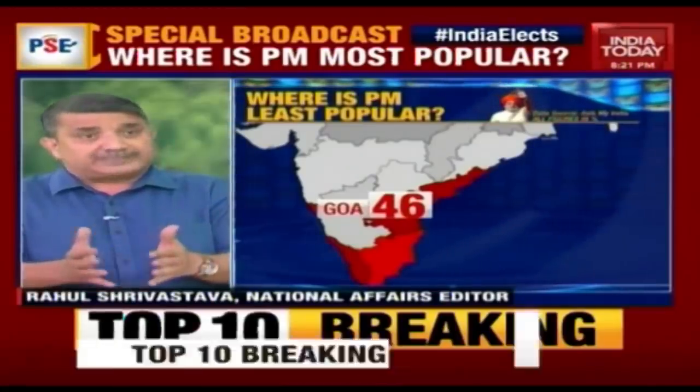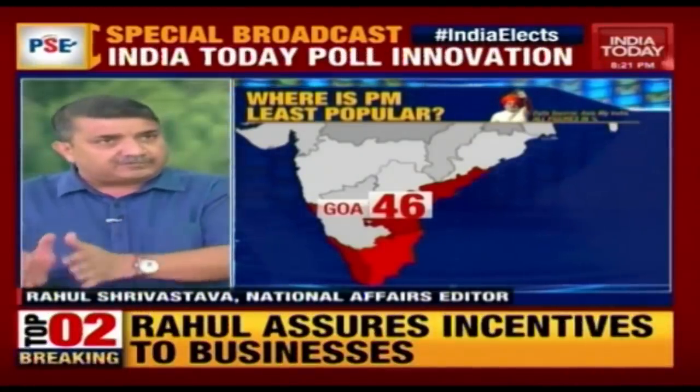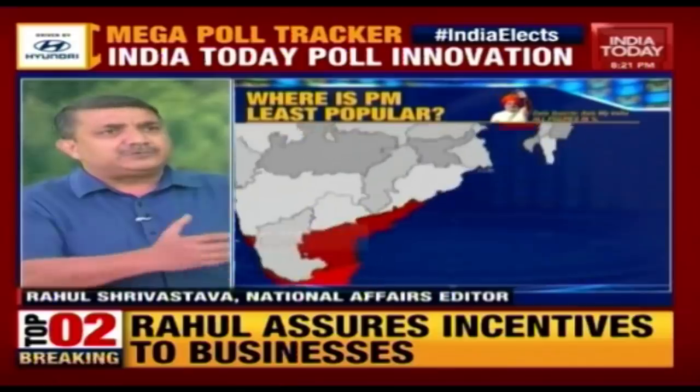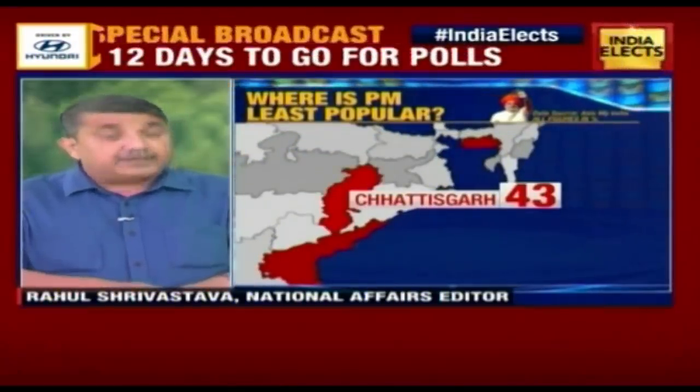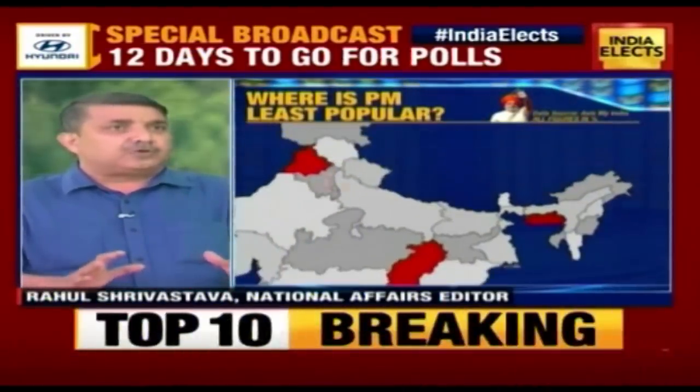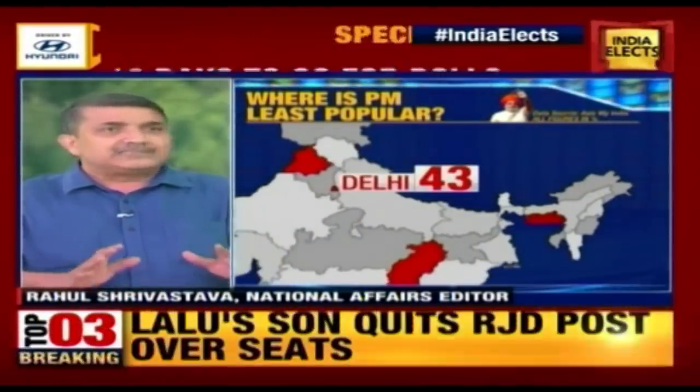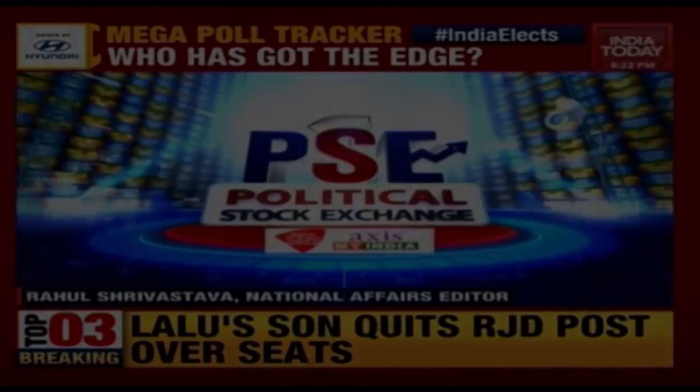JDU and BJP are together. So if we are talking about Modi being not so very popular, there's going to be an added equity because of Nitish Kumar coming in. He brings something to the alliance table. West Bengal is very critical, Rahul. A four-cornered contest is not going to help the Congress and the Left.